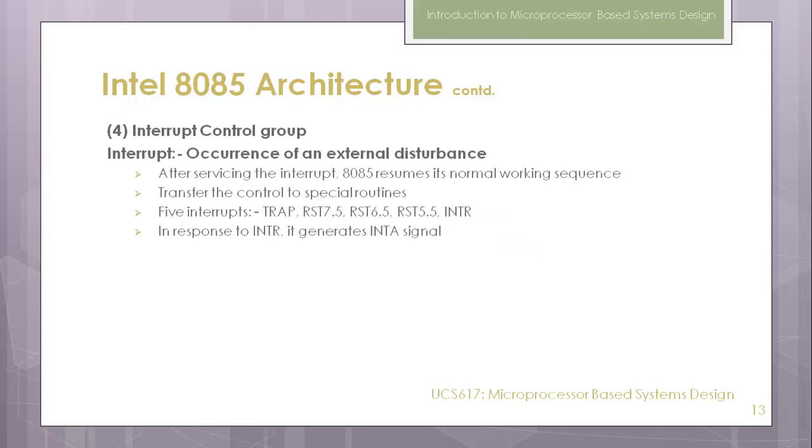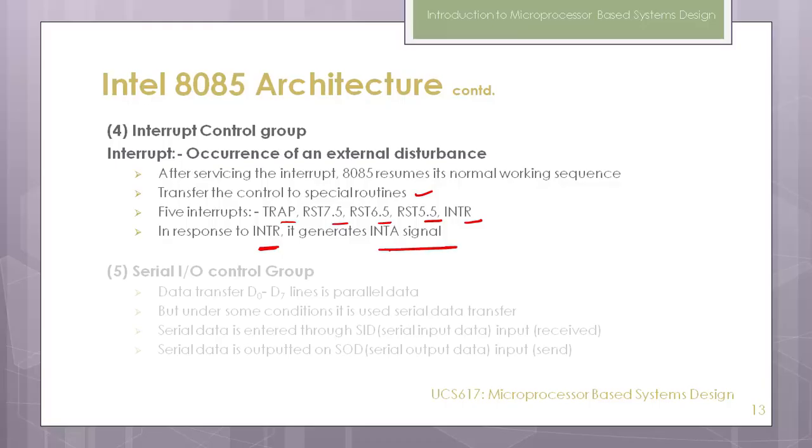Next is the interrupt control group. Interrupt means occurrence of an external disturbance. After servicing the interrupt, 8085 resumes its normal working sequence. First we have to service the interrupt, then it will return back to its normal working sequence. It transfers the control to special routines. 5 interrupts are there: TRAP, RST 7.5, 6.5, 5.5, and INTR. In response to INTR, it generates an interrupt acknowledgement signal.